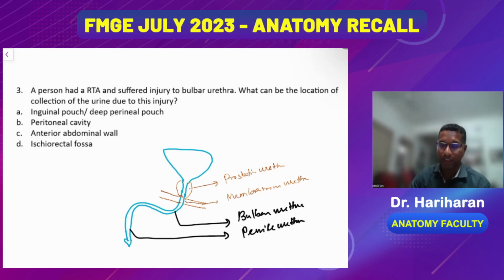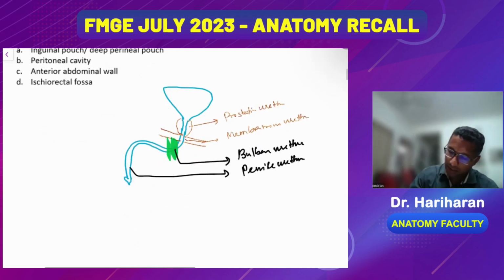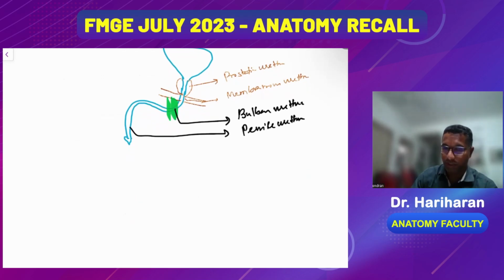Now the question is very simple. The patient had sustained injury to the bulbar urethra. Now where can the urine get collected? For this, you should have an idea about the perineal pouches. I hope you know there are 2 perineal pouches. One is called the superficial perineal pouch, another one is called the deep perineal pouch.